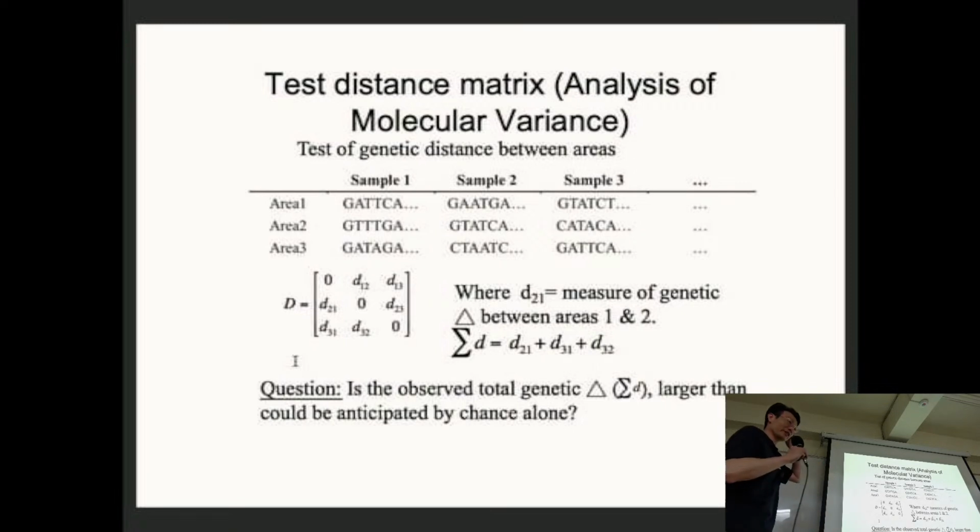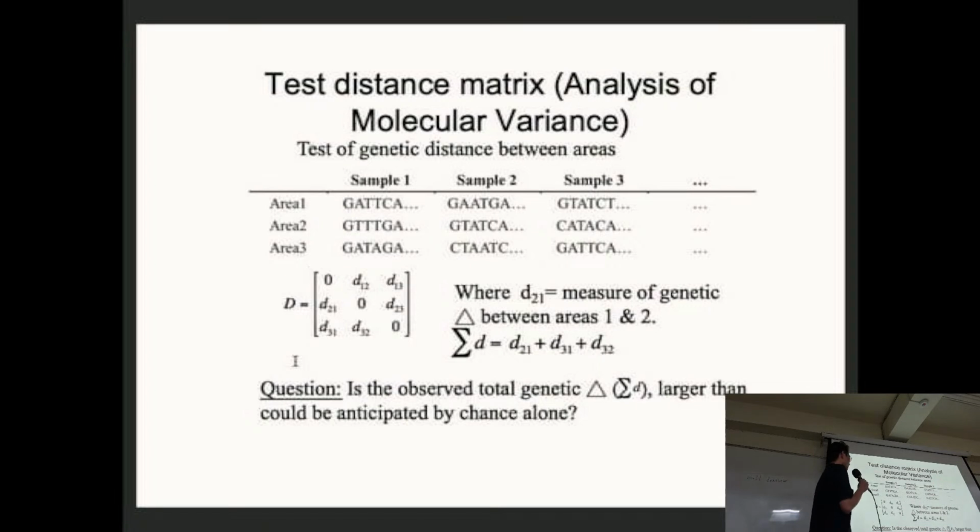Getting slightly more complicated, but the concept is the same. It is called analysis of molecular variance, AMOVA. It tests the genetic distance between areas. So that's three areas, and you have many sample individuals. You get the DNA data like that. And then you can calculate the genetic distance between area 1 and 2, 2 and 3, and 1 and 3, and so on. So that's pairwise genetic distance.